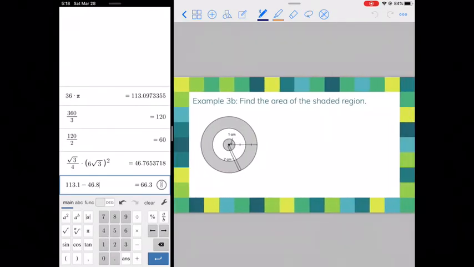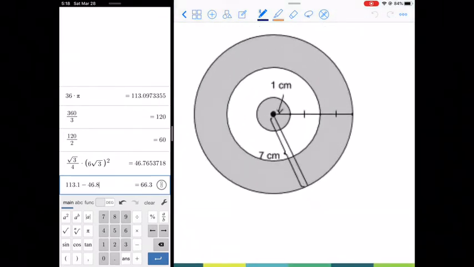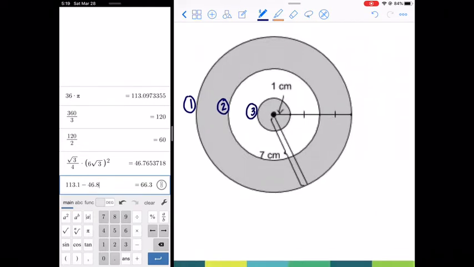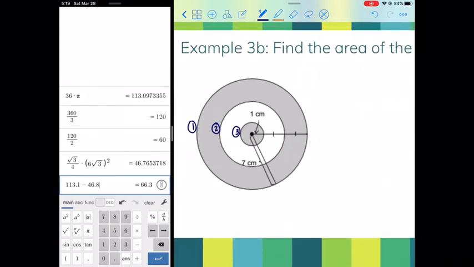Our next one is concentric circles, meaning one inside the other. And we're going to find the area of the shaded parts. So there are 3 circles in this diagram. So I'm going to say that circle number 1 is the outer edge. Circle number 2 is the edge of the white circle. And circle number 3 is the smaller gray circle inside. So I'm going to need to find the area of all of these circles.